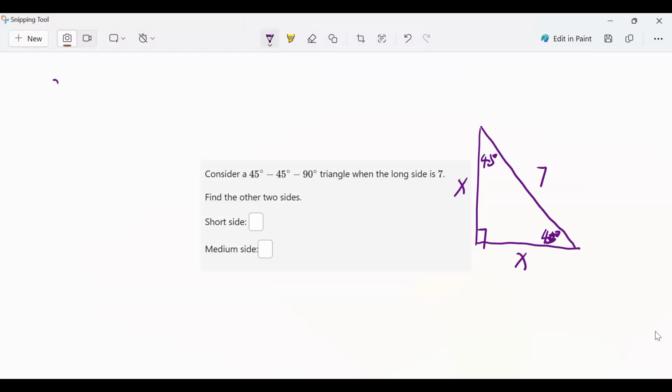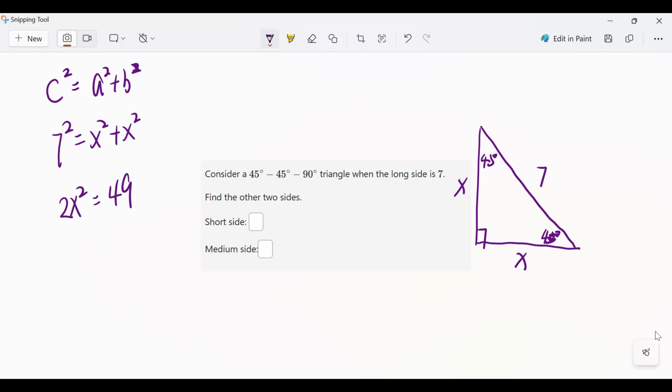So c squared equals a squared plus b squared. And from here, we get 7 squared equals x squared plus x squared. We get 2x squared equals 49. Now divide both sides of the equation by 2, and we get x squared equals 49 over 2.